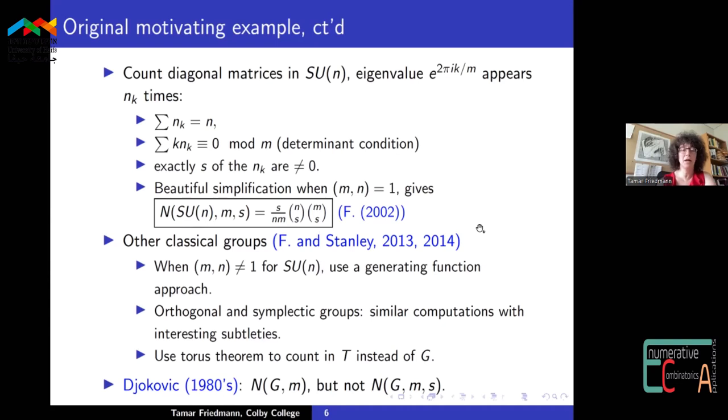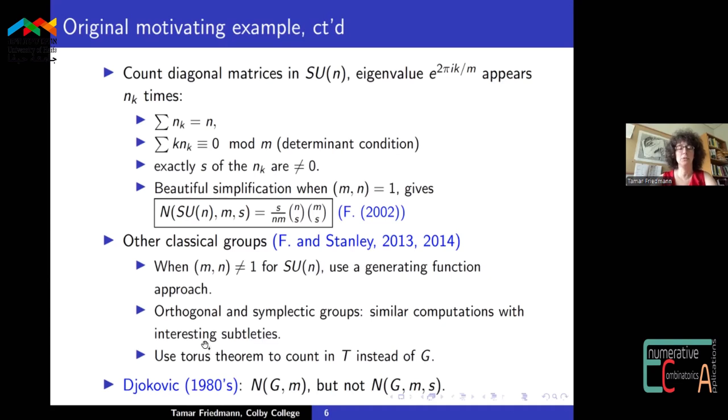So then I got my courage up one day and walked into Richard Stanley's office, and I asked him, do you think we can count this for other Lie groups? And he said, why not? So here we were. We got the computation for SU(N) when M and N were not relatively prime. Orthogonal and symplectic groups had similar, relatively basic computations, with very interesting subtleties that came up, especially questions about whether M is even or odd, when the orthogonal groups are even or odd, or connected or not connected.